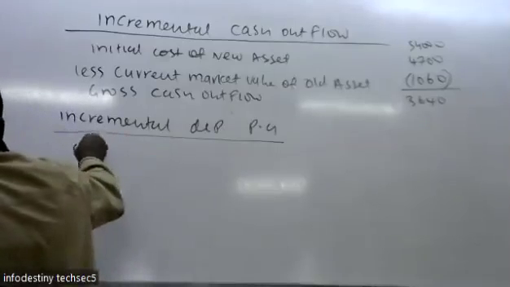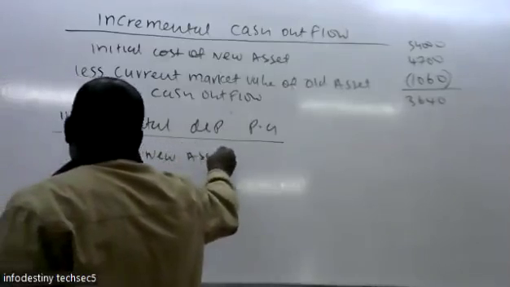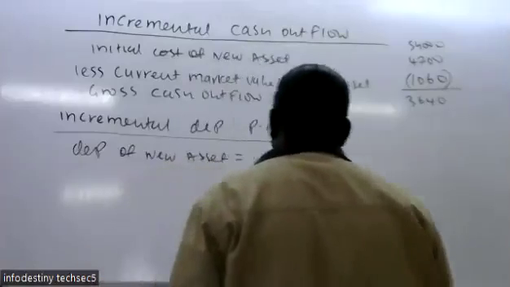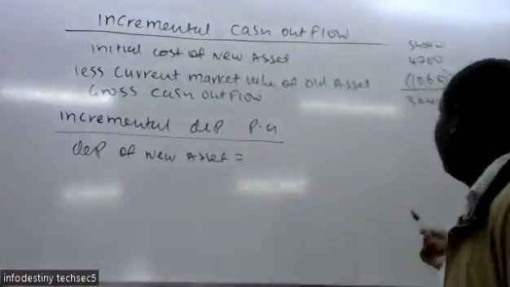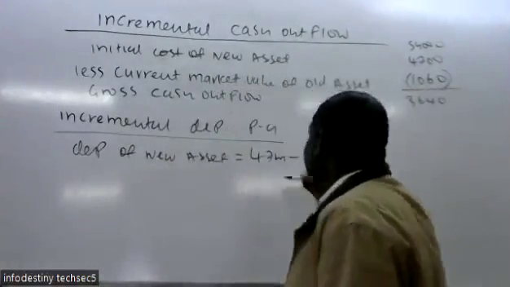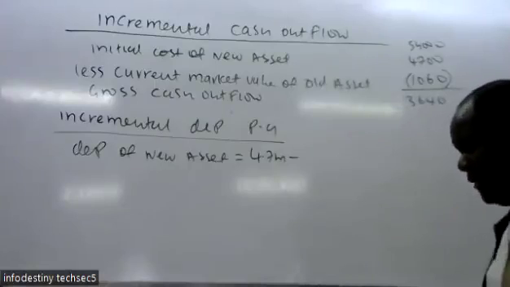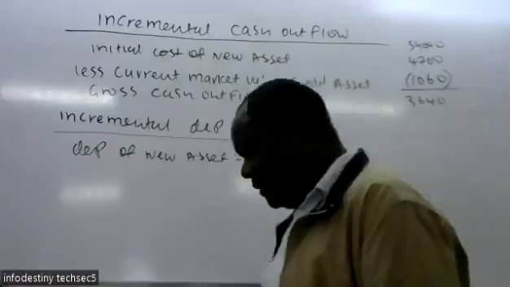Depreciation of the new asset. That one, we simply take the current, so we are given the 4.7 million. We are supposed to less the salvage value. We check whether there is a salvage value.